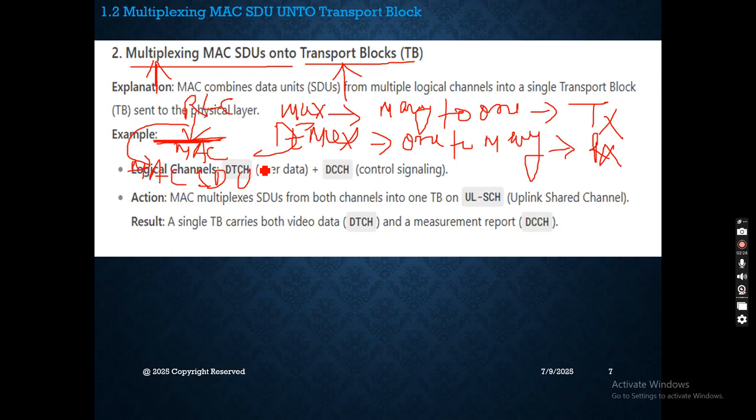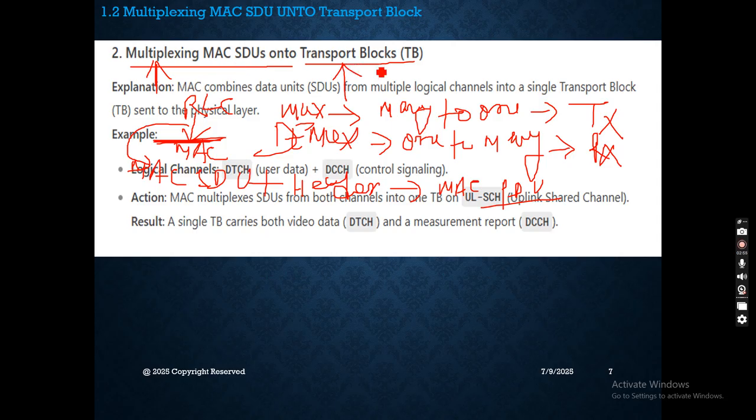There is another terminology you must have heard, which is PDU. What does it mean? When we add the header to the MAC SDU, it becomes the MAC PDU. So the entry point is the SDU, and after the header is added, it becomes the PDU, which is processed further. Okay, so we understand MAC SDU as well.